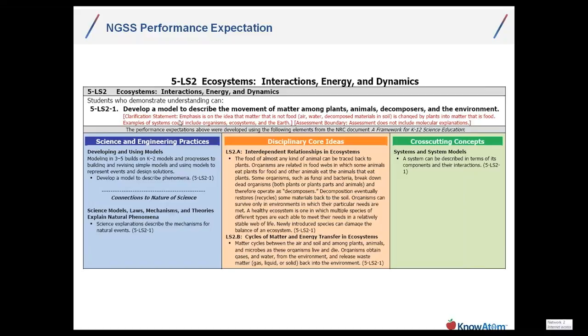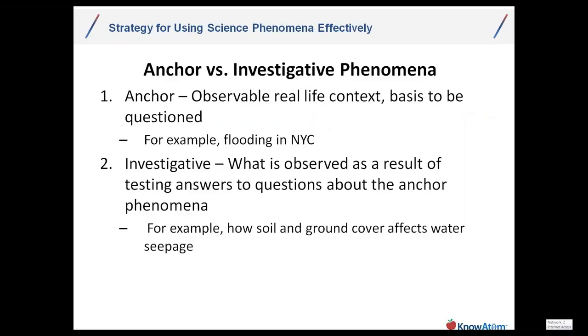Okay, that's why it's called a performance expectation. Now, getting further into the phenomena itself, there's two flavors of phenomena. Kind of one hangs on the other. There's the anchor phenomena, and then there's the investigative phenomena.